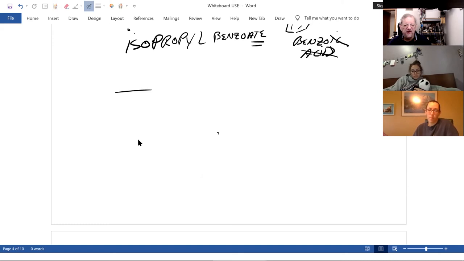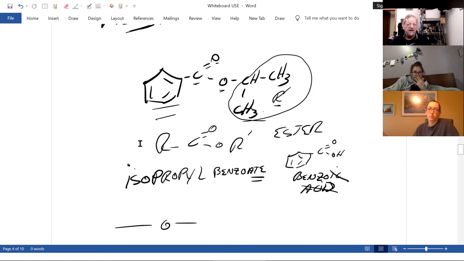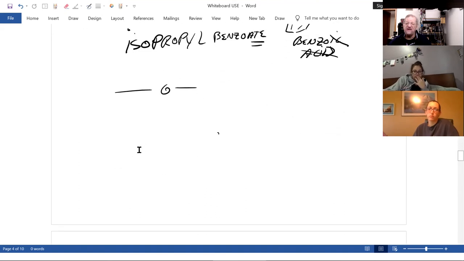Now, there are two types of nomenclature question. One is like you did up here: here's the structure, give the IUPAC name. And the other is: here's the name, draw the structure. Now, before I do that, there's one common name of ester.